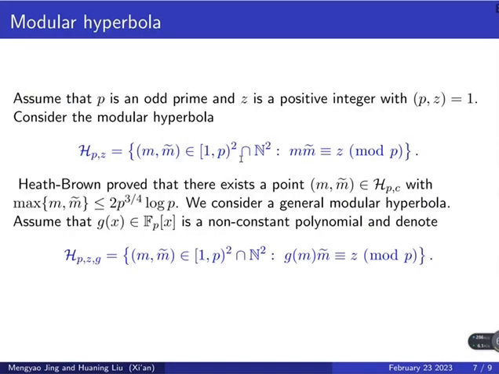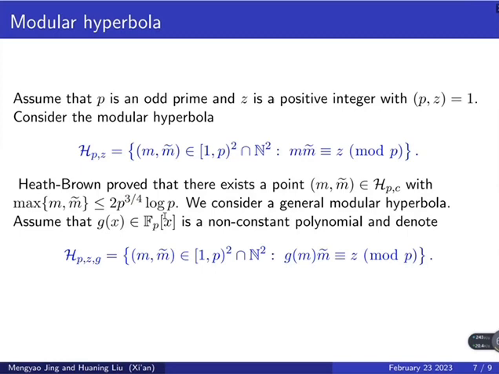At the end of this paper, we study a problem concerning modular hyperbolas and Pi sequences. The classical modular hyperbola is defined as in the first formula. Heath-Brown proved that there exists a point on this modular hyperbola such that both coordinates are less than 2 times log p times p to the 3/4 power.